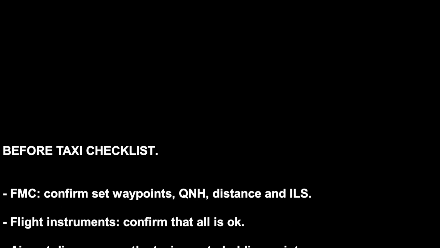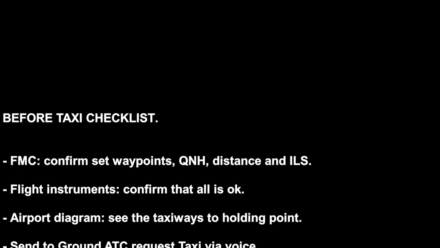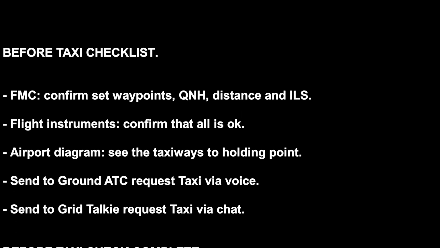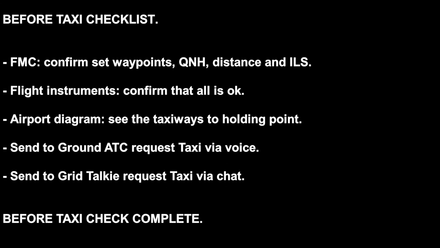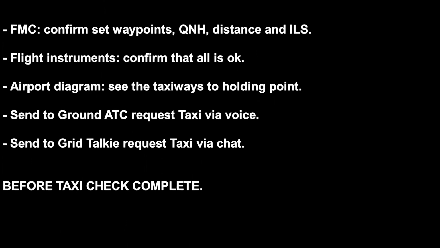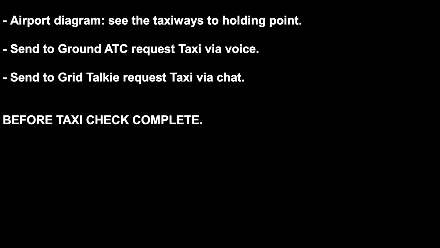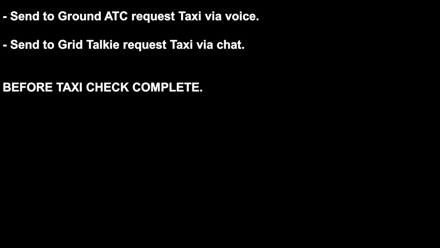Before taxi checklist. FMC, confirm set waypoints, QNH, distance, and ILS. Flight instruments, confirm that all is OK. Airport diagram, see the taxiways to holding point. Send to ground ATC request taxi via voice. Send to grid talkie request taxi via chat. Before taxi check complete.